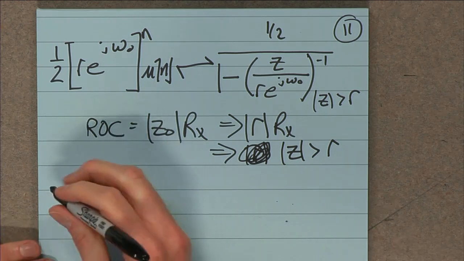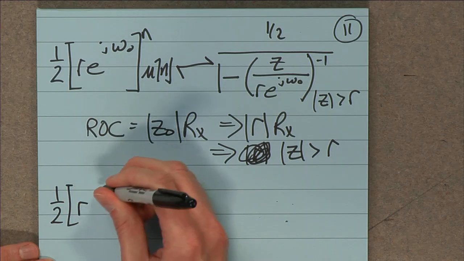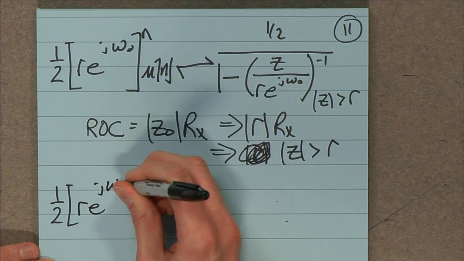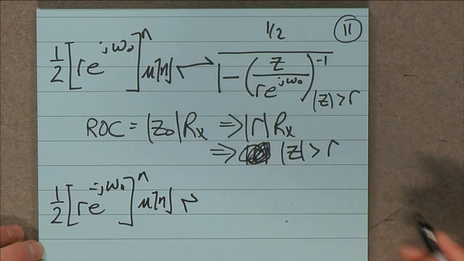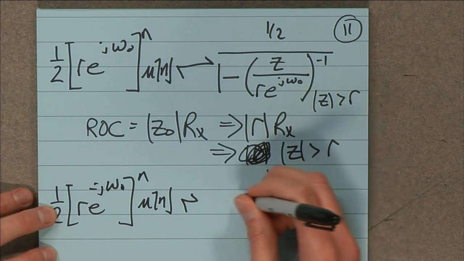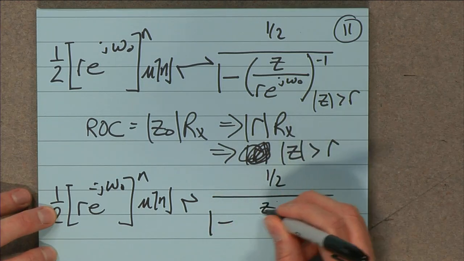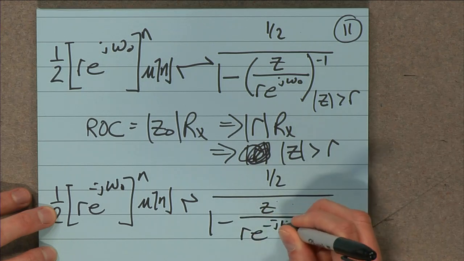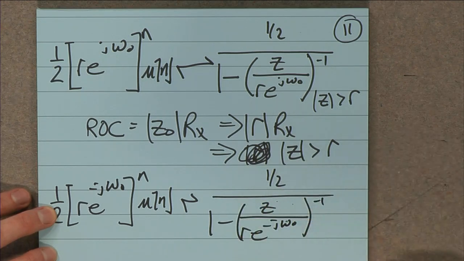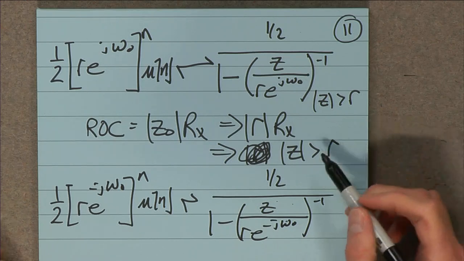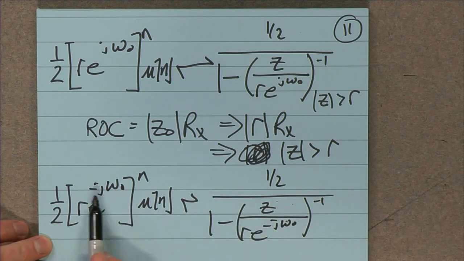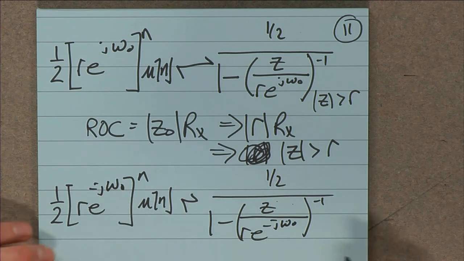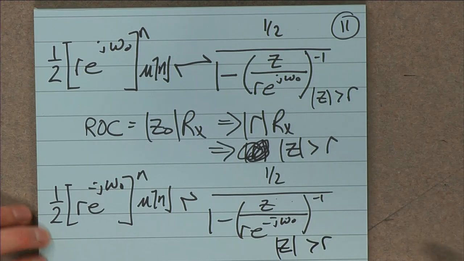So doing the same thing to the second term, so we get j omega naught, that's minus, the n u of n. And it's going to be pretty similar, right? 1 minus z all over r e to the minus j omega naught. It's the inverse. And the region of convergence is going to be the same because why? The magnitude of this z naught, which is r e to the minus j omega naught, we don't care what the phase is. The magnitude is still that, so z greater than r, no difference.